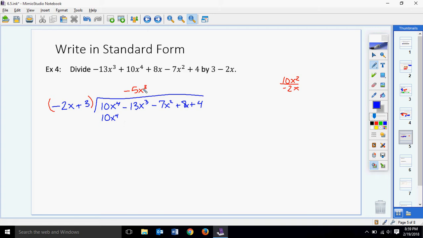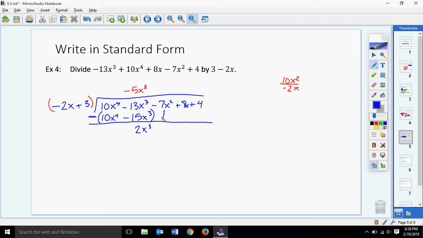But I'm not done. I need to make sure I take negative 5x cubed times the 3. So that'd give me negative 15x cubed. I'm ready to subtract. This is the step that most people mess up on. You're not just subtracting the 10x to the 4th, you're subtracting the negative 15x cubed as well. So I'm going to put it in parentheses just to form a good habit so I don't forget. 10x to the 4th minus 10x to the 4th would cancel. Negative 13x cubed minus a negative 15 would give me 2x cubed.